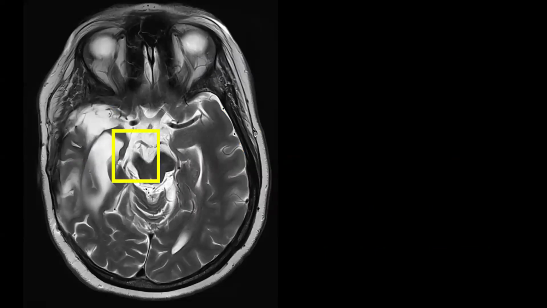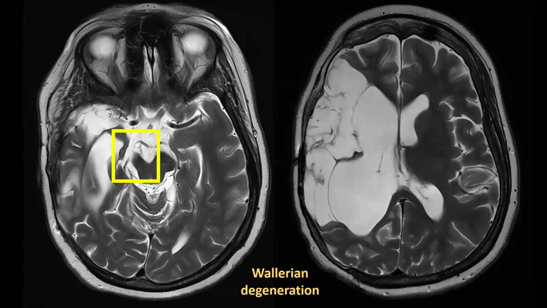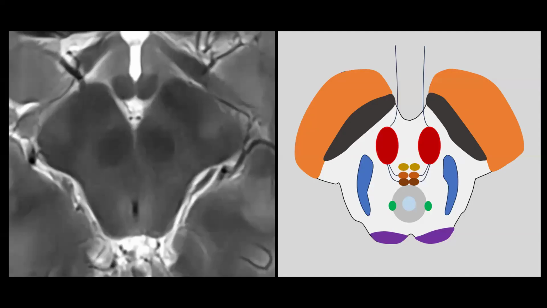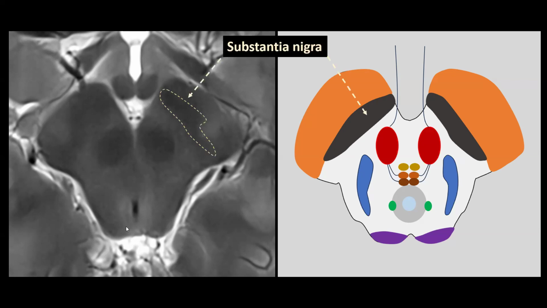We see that the cerebral peduncle on the right is a lot smaller than on the left. This is due to Wallerian degeneration because this patient had an old right-sided middle cerebral artery infarction. This is a comparison of an axial T2 weighted image with one of the drawings I made of the midbrain. And well, we can make out the substantia nigra a little bit. We can see the red nucleus because they are more hypointense, and that's almost it.